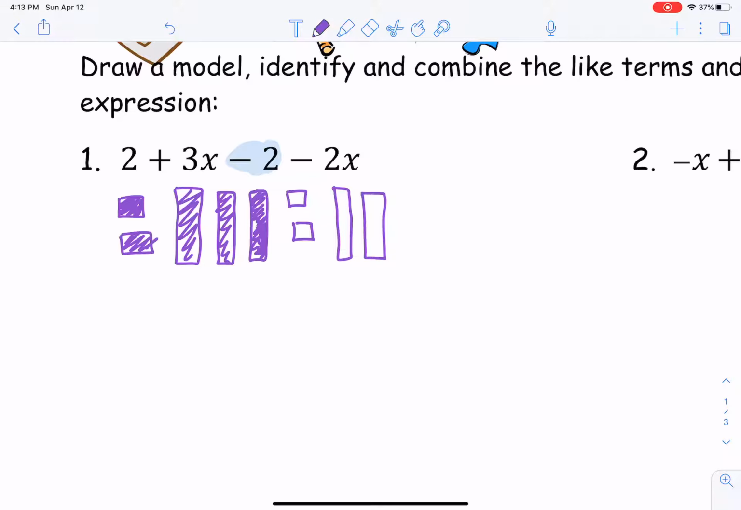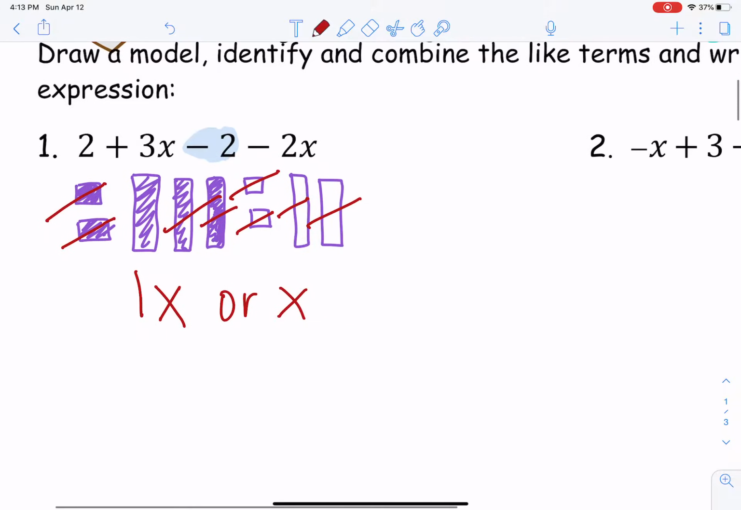Okay, so now let's go ahead and find our 0 pairs. So this one and this one make a 0 pair. Remember, they had to be the same shape and they had to be opposite. So one shaded and one not shaded. This one's shaded, this one's not shaded. This one's shaded, this one's not shaded. This one's shaded, and this one's not shaded. And notice how I crossed off things that are exactly the same shape. So what am I left with here? Well, that's just a positive x. Or I can say 1x or just x. Whatever makes you happy. Okay?